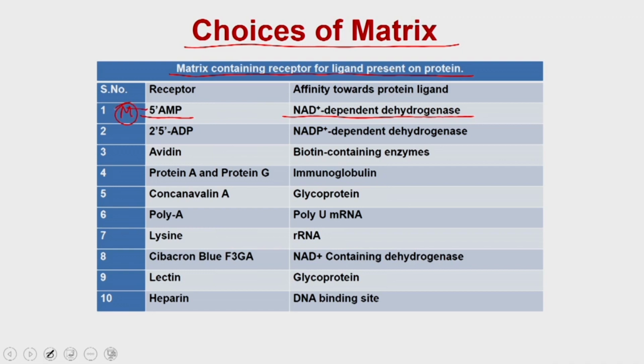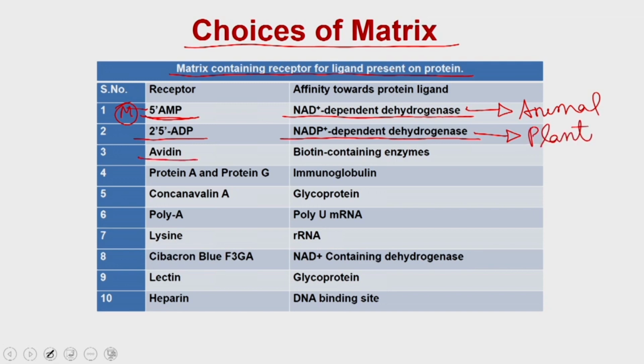So, in the case of 5 prime AMP, it has a very high affinity for NAD plus dependent dehydrogenases. Then you have 2 prime 5 prime ADP, which has affinity towards NADP plus dependent dehydrogenases. So, remember that the NAD plus dependent dehydrogenases are mostly present in animals, whereas the NADP plus dependent dehydrogenases are mostly present in plants.